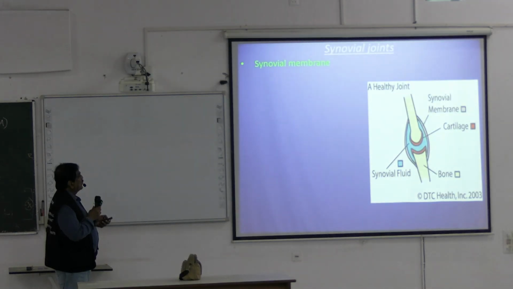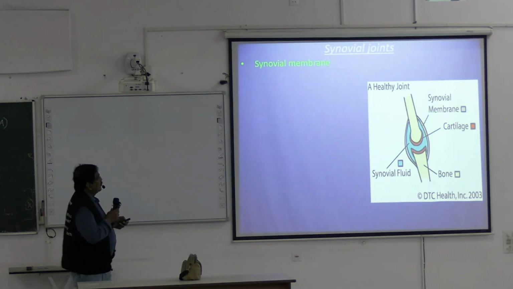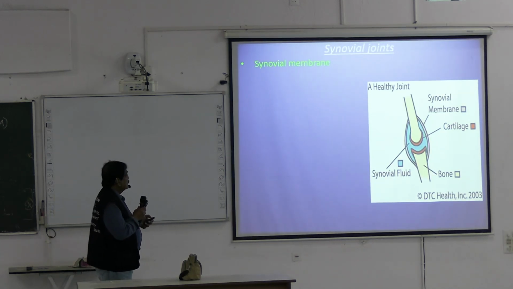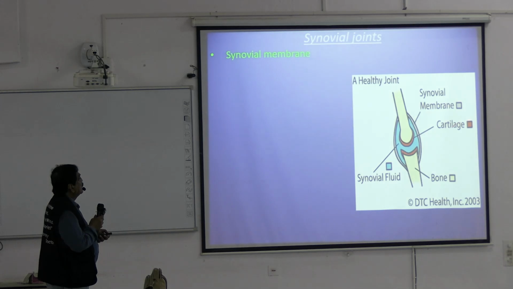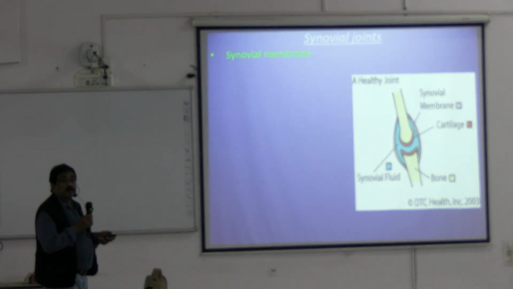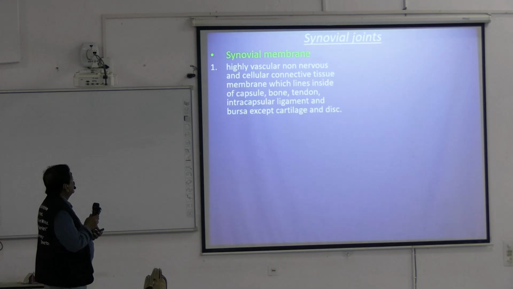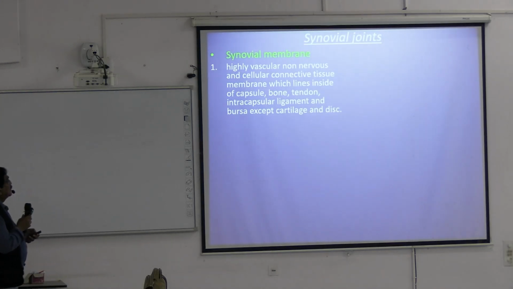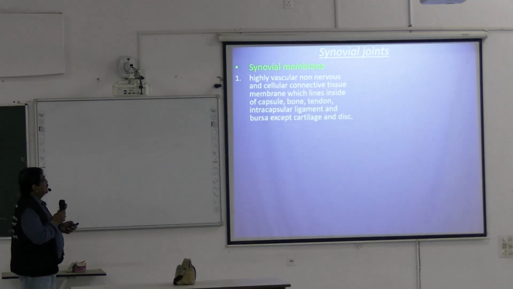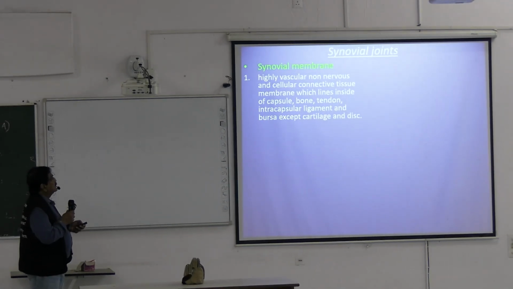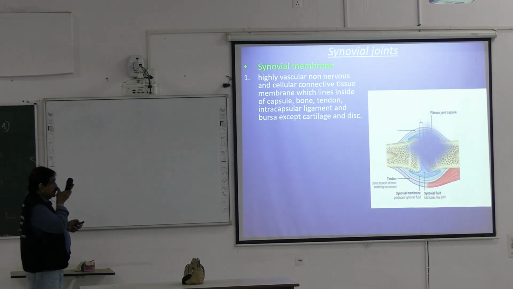Synovial membrane, a healthy synovial joint. You can see the cartilage here, the bone, synovial fluid in blue, cartilage in red to brown, Rangamati, the soil of Birbhum. Okay? Highly vascular, non-nervous and cellular connective tissue membrane which lines inside the capsule of the bone, tendon, intracapsular ligament and bursa except cartilage and disc.